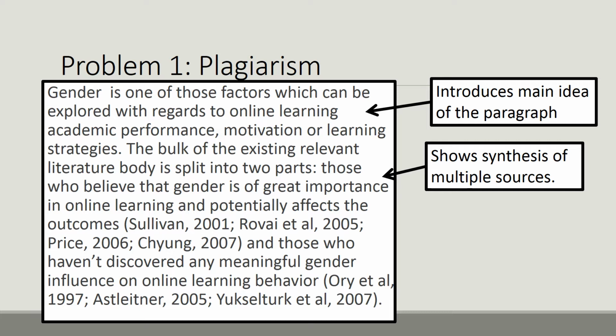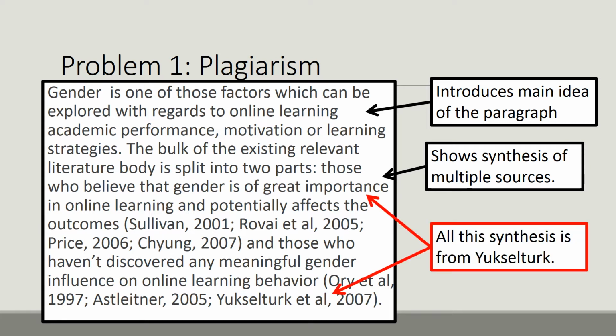Next, we see a synthesis of multiple sources. This is where we've taken several sources. You see the references from Sullivan, Rovai, Price, Chung, Ori, Astleitner, and Yüksel-Türk. And all of those have been synthesized to make one claim or one organization structure about those pieces. The bulk of existing literature is split into two parts. We've shown a new organization of all these ideas. However, all of this synthesis is something that Yüksel-Türk mentioned with these sources in his text in 2007.